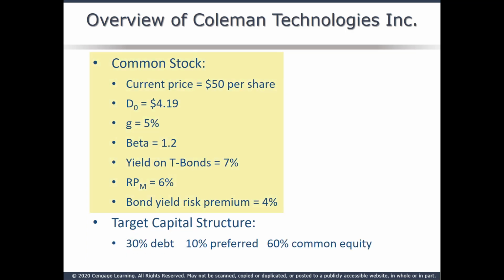Coleman's common stock is selling for $50 a share. The last dividend was $4.19, and Coleman expects this dividend to grow at a constant 5% forever. Coleman stock has a beta of 1.2. The current yield on Treasury bonds is 7%, and the market risk premium is estimated to be 6%. A bond yield risk premium is estimated at 4%, and we'll talk about where this fits as we move through the example. Coleman's target capital structure is 30% debt, 10% preferred, 60% common equity.